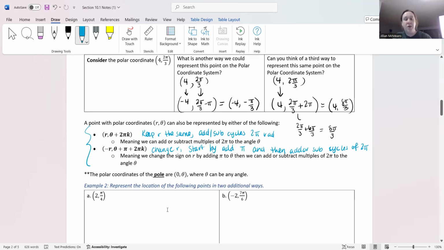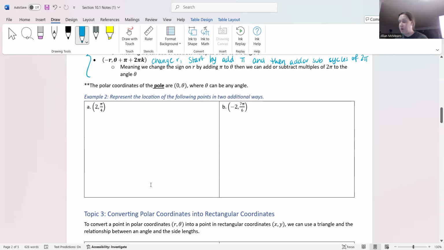All right, so let's go ahead and look at example 2. So example 2 says, represent the location of the following points in 2 additional ways. We got this, okay? So for the first one, let's keep 2 the same. We're going to keep 2 the same, but I'm going to take pi over 4 and add 2 pi. Well, when I do that, we have to think of how could we represent 2 pi as a fraction with 4 as the denominator. We would do 8 pi over 4. So this is going to be pi over 4 plus 8 pi over 4, which would make this point 2 comma 9 pi over 4.